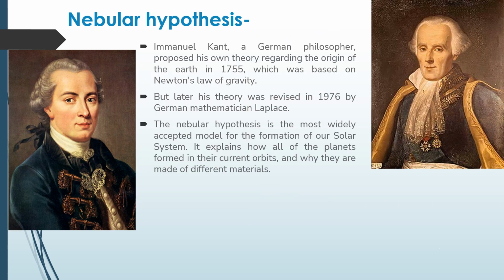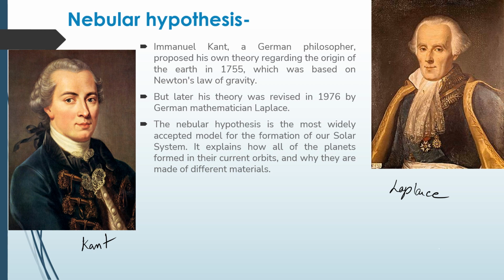So let's start our first hypothesis of the origin of the solar system. In this hypothesis we will understand how our solar system has been created. This is a hypothesis first given by Immanuel Kant, and Laplace. At first Immanuel Kant, a German philosopher, gave a theory related to the origin of the earth. People were thinking about how our earth has been created, so he founded a theory of how our earth has been created.